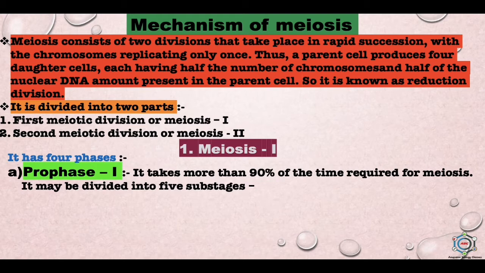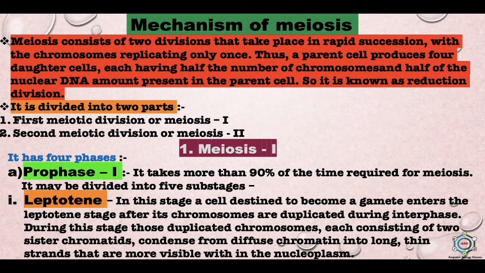It may be divided into 5 substages, in which the first one is leptotene. In this stage, a cell destined to become a gamete enters the leptotene stage after its chromosomes are duplicated during interphase. During this stage, those duplicated chromosomes, each consisting of 2 sister chromatids, condense from diffuse chromatin into long, thin strands that are more visible within the nucleoplasm.